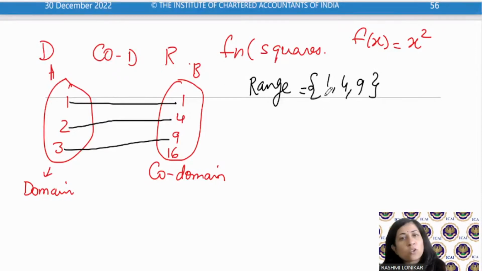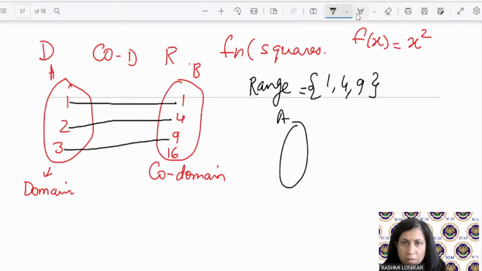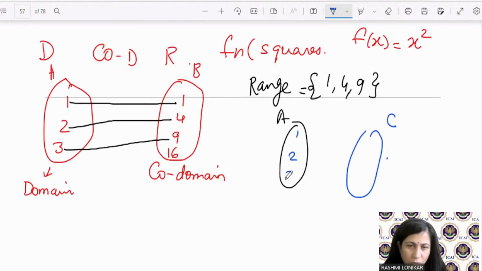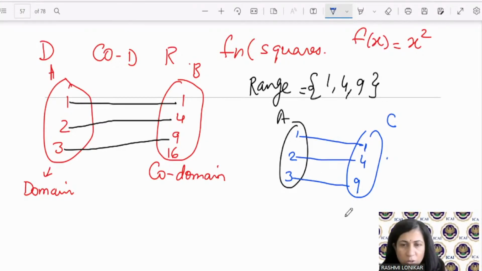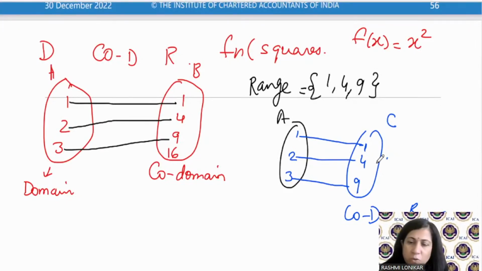Sometimes the codomain will be equal to the range. Suppose I have A and I have C. This is 1, 2, 3 and this is 1, 4, 9. So 1 maps to 1, 2 maps to 4 and 3 maps to 9. So in this case the codomain is equal to the range because there are no elements in C which do not have a pre-image in A. Okay. Is that clear?